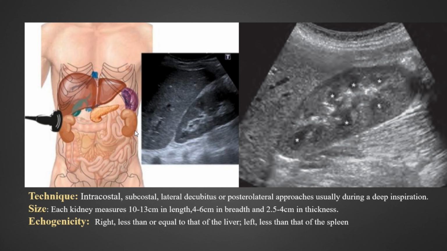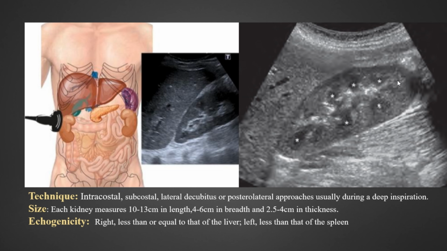Each kidney measures about 10 to 13 cm in length, 4 to 6 cm in breadth and 2.5 to 4 cm in thickness. And the echogenicity of the right kidney is less than or equal to that of the liver, and the echogenicity of the left kidney is less than or equal to that of the spleen.